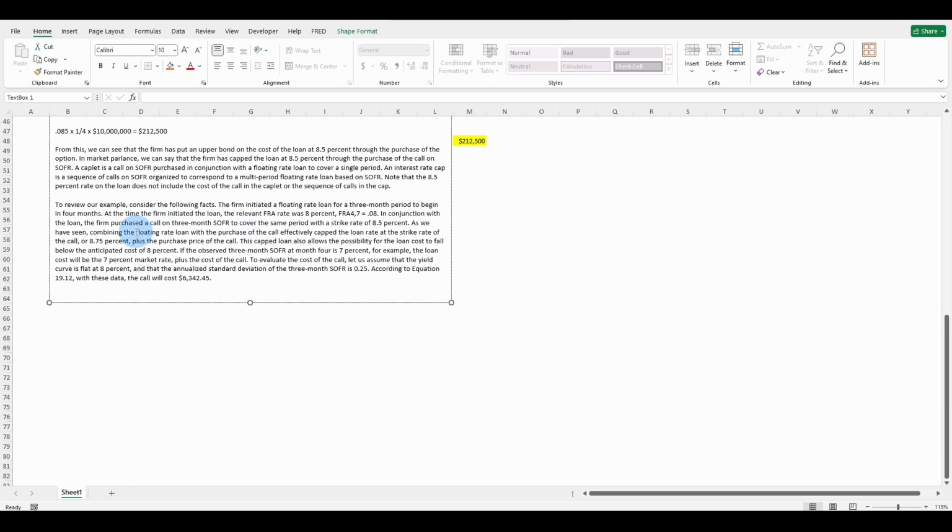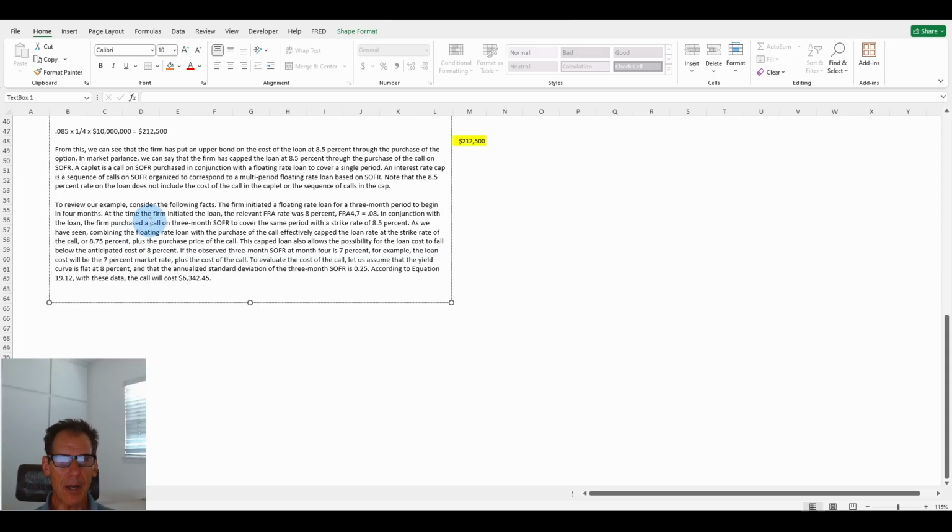To review our example, consider the following facts. The firm initiated a floating rate loan for a 3-month period to begin in 4 months. At the time the firm initiated the loan, the relevant FRA rate was 8%. FRA 4,7 equals 8%. In conjunction with the loan, the firm purchased a call on 3-month SOFR to cover the same period with a strike rate of 8.5%. As we have seen, combining the floating rate loan with the purchase of the call effectively capped the loan rate at the strike rate of the call, or 8.5% plus the purchase price of the call.